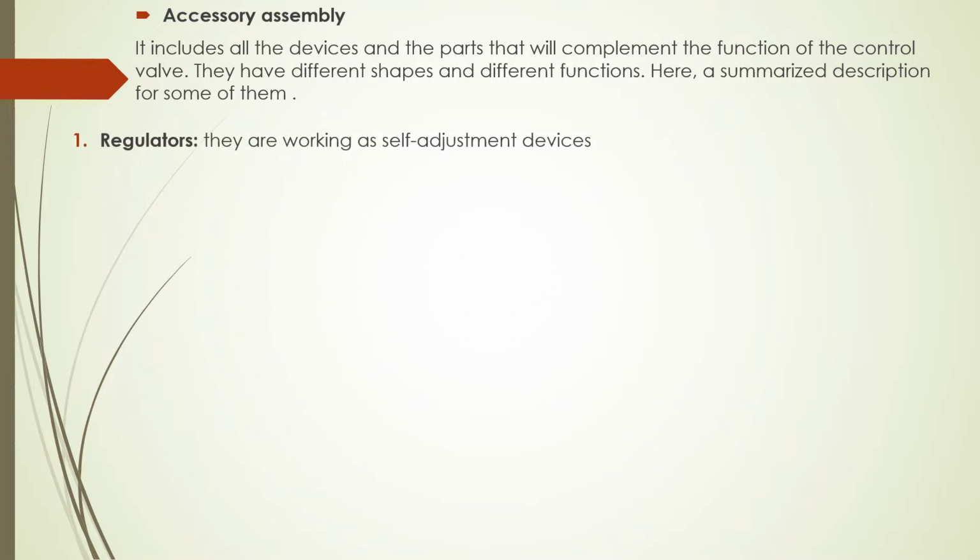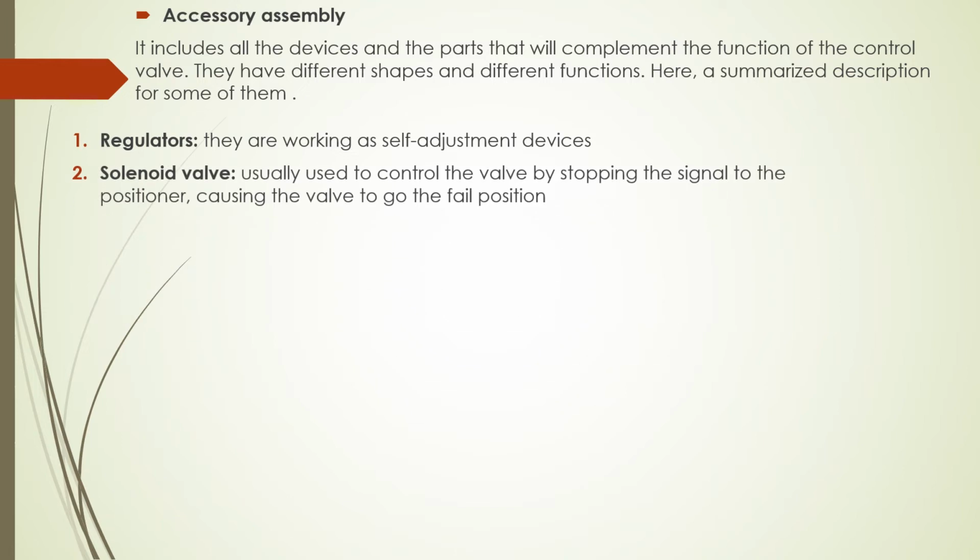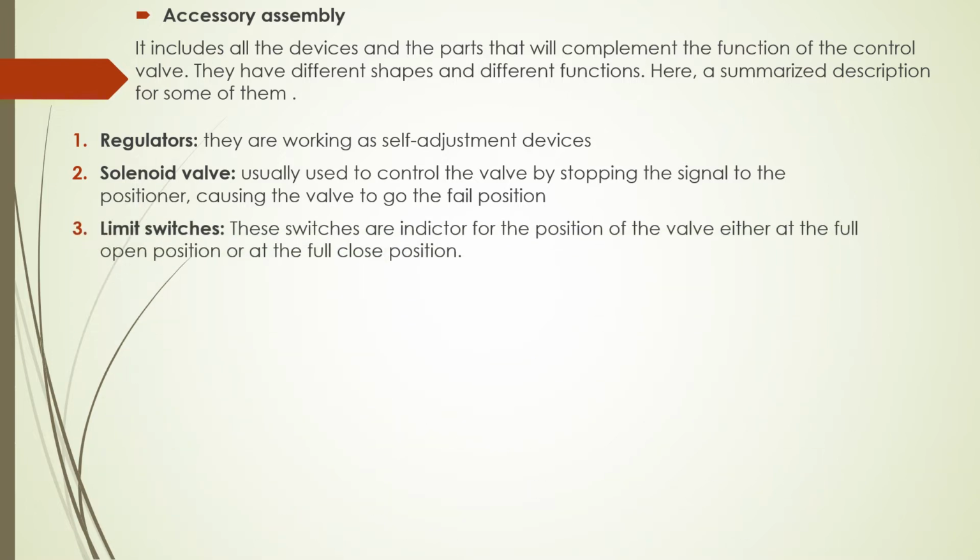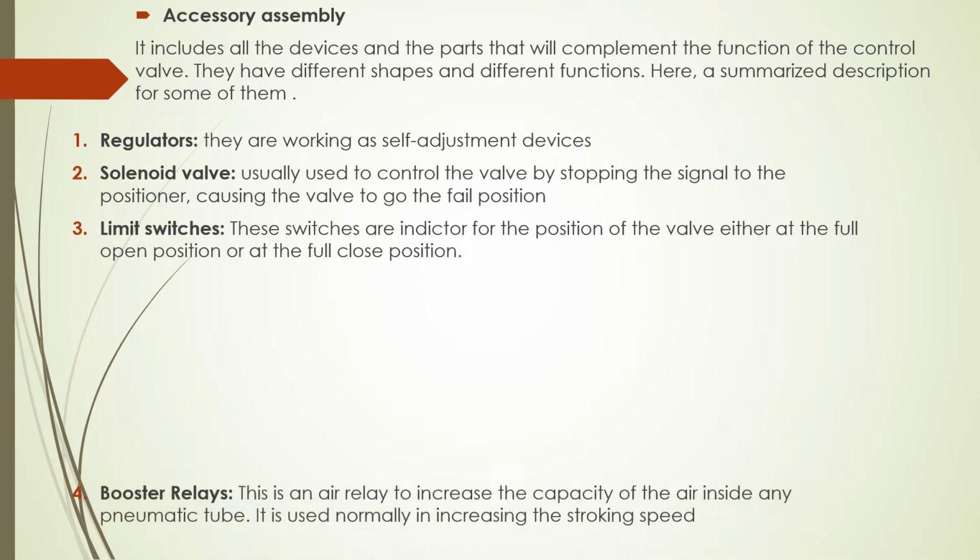The first one is the regulators. They work as self-adjustment devices. The second one is the solenoid valve, usually used to control the valve by steering the signal to the positioner, causing the valve to go to the valve position. The third one is the limit switch. Those switches are indicators for the position of the valve, either at the full opening position or at the full close position.